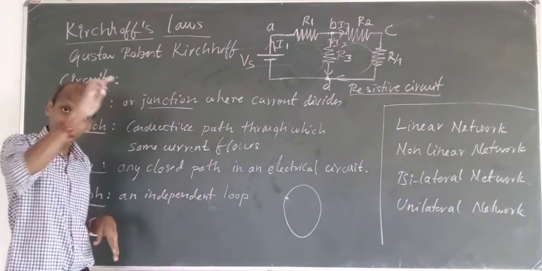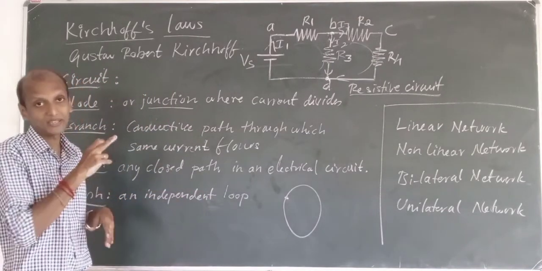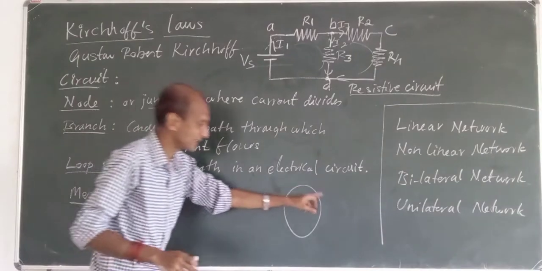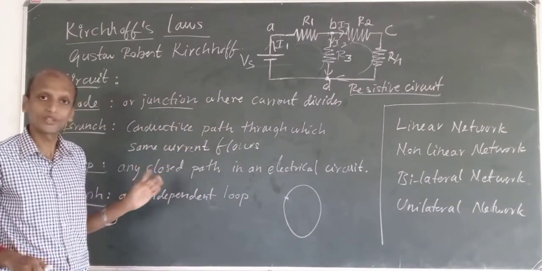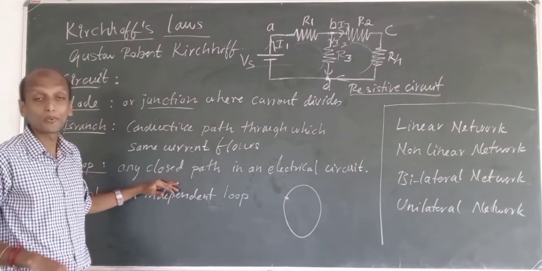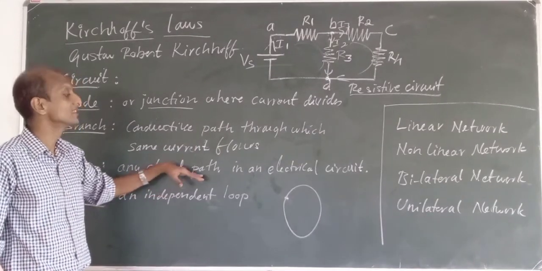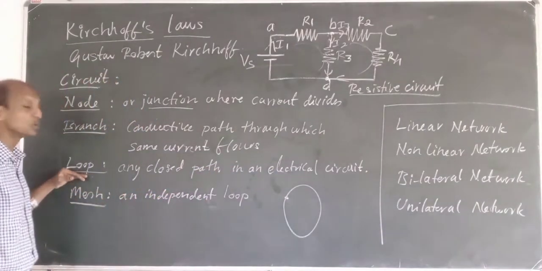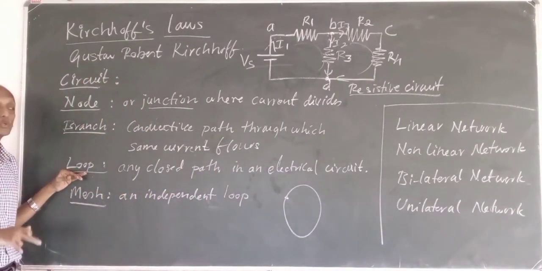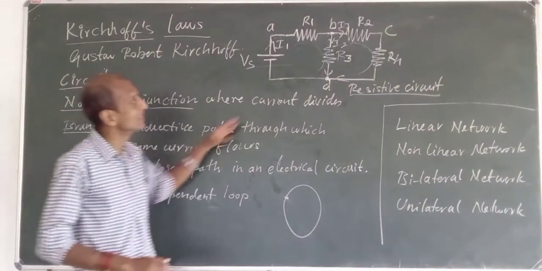So any closed path, or we can say a loop, starting from a point and coming back to the same point, is a loop or closed path. Any closed path in an electrical circuit is called a loop.